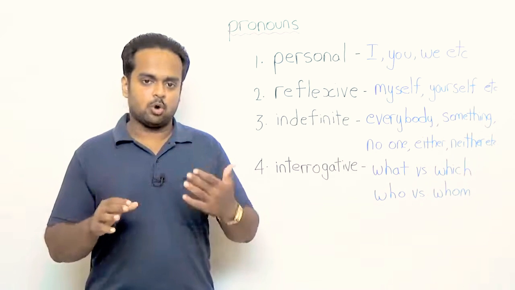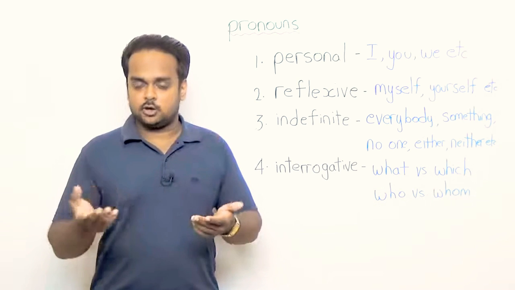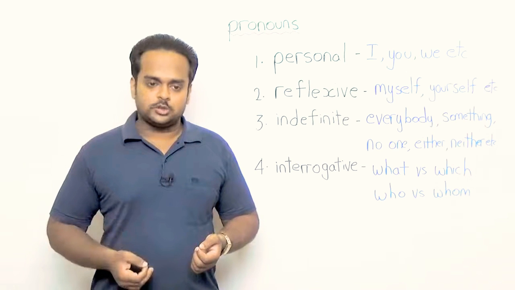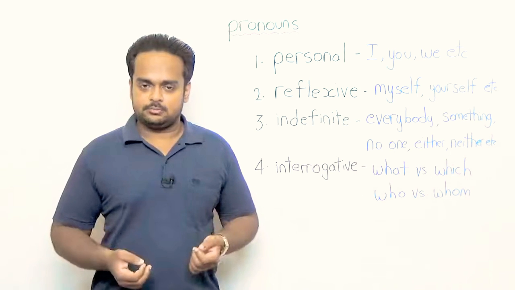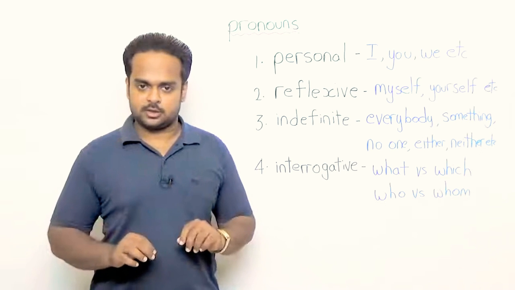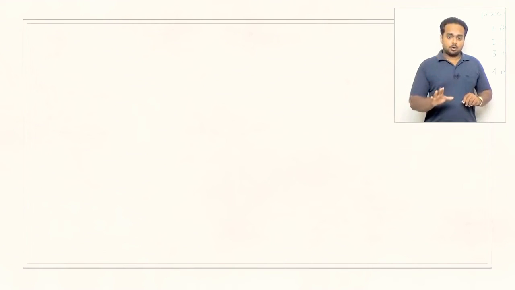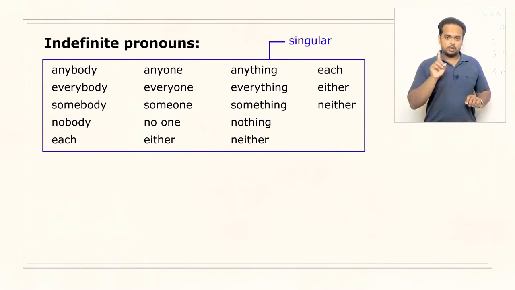What do you understand by the word indefinite? It means something like not definite or not sure. And these are words like everybody, someone, something, anything, either, and neither. And these are indefinite because they don't refer to a particular person or a particular thing. Now, the important point here is that all the indefinite pronouns that you see on the screen are singular pronouns. That means with all of them, you have to use singular verbs in the present tense.